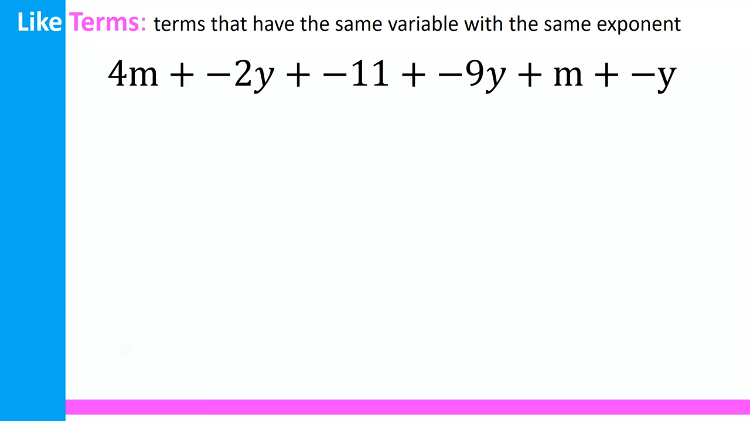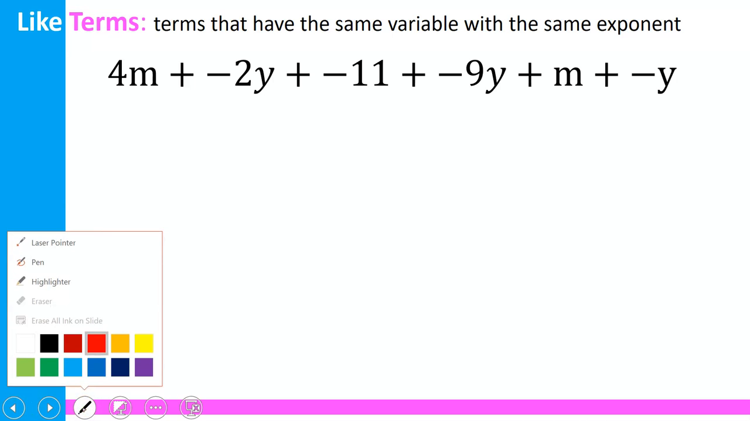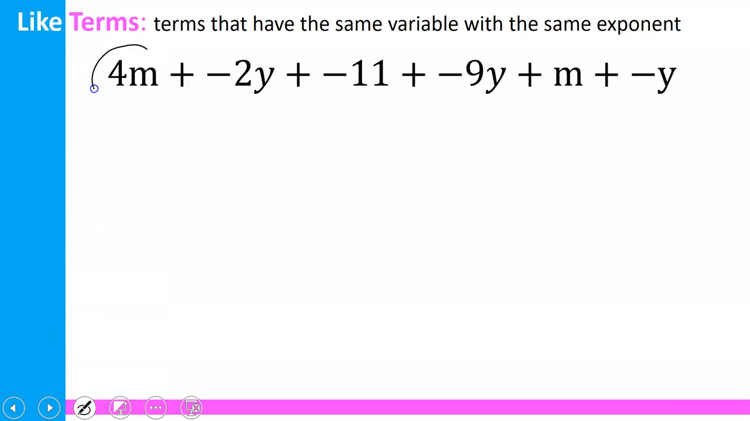Let's start looking for our like terms. So I see a 4m. Let's see if I see another term that has the same variable with the same exponent. And I see over here another m. These both have the same variable with the same exponent of 1. So I'm going to record these first: 4m plus m.